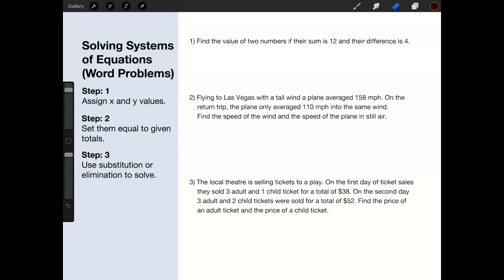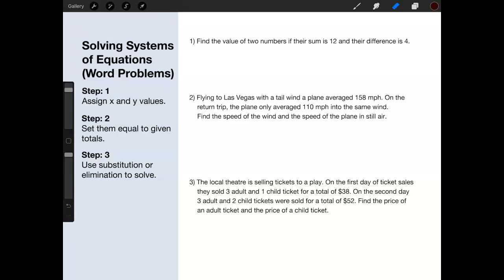When solving systems of equations word problems, we first need to assign x and y values. We need to set them equal to the given totals, and then use substitution or elimination to solve. We have 3 examples here to help illustrate.